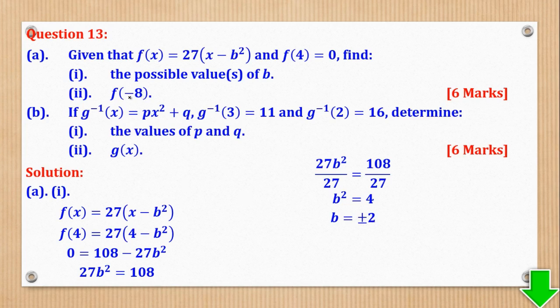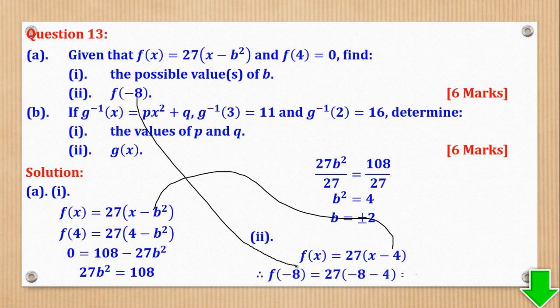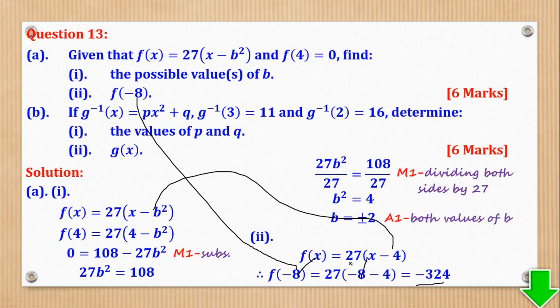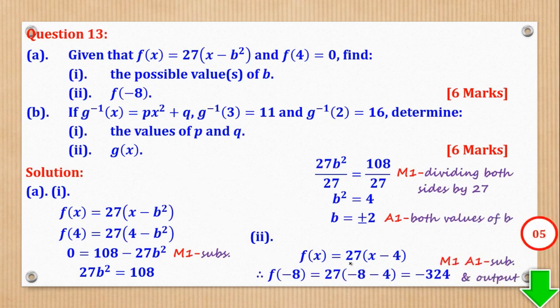That was part A. Part B, f(-8) means that you come and say, first of all, f(x), where there is b, you put there 2. 2 squared is 4. Then from there you can now get your f(-8), whereby you replace x with -8 to give you that as the answer. So far we have got the 5 marks on part A.